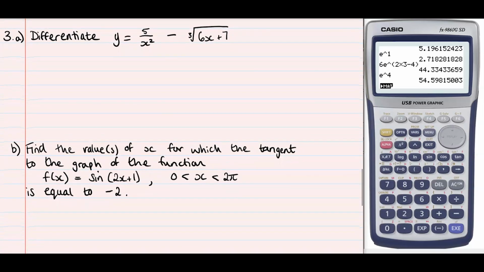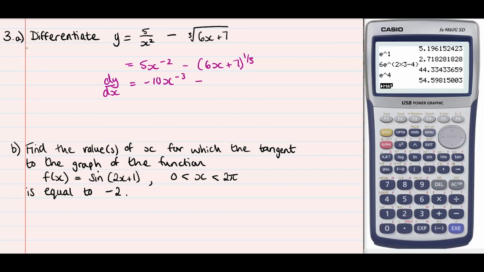Okay, question 3. First part, we are simply differentiating this. I'm going to put it into powers first. So this is x to the minus 2 minus 6x plus 7 to the power of a third. So dy by dx will be minus 10x, and if we reduce the power by 1, we get a negative 3. That's where lots of people go wrong. So minus 2 take it down, 1 is minus 3.